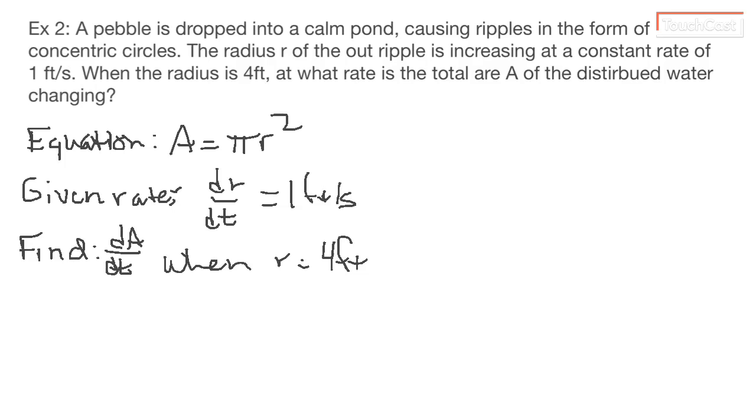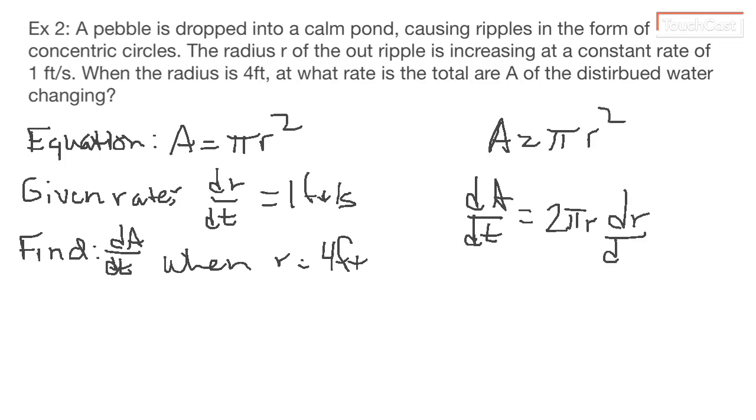So let's start by just writing our equation. We know we need to find the derivative of the area with respect to time. So what we're going to end up doing is writing dA/dt. So we're taking the derivative of each side with respect to time. Derivative of A will just be dA/dt. When we take the derivative of pi r squared, we're going to get 2 pi r dr/dt. Now we know dr/dt is 1, and we have an r value of 4.